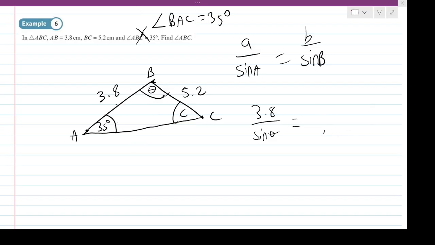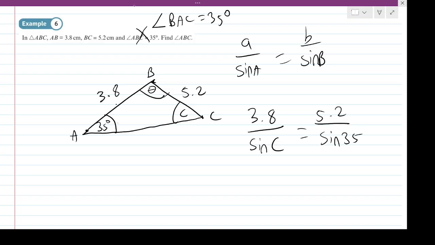But what we can do is find this angle C, this other angle. So we can start with that then, because C is indeed facing 3.8. What we can then say is, well, 3.8 over sine C is going to equal 5.2 over the other angle, sine 35.